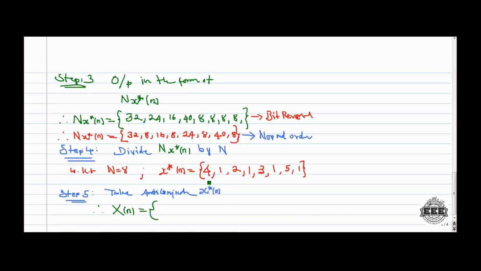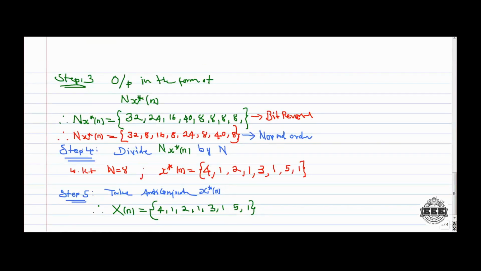Here only real values are present, there are no imaginary values. If it were an imaginary value, then on taking the conjugate it would change the minus sign or plus sign. So only real values are present, and simply taking the anti-conjugate, the same value will be present: 4, 1, 2, 1, 3, 1, and then 5, 1. Okay, so this is your final answer.